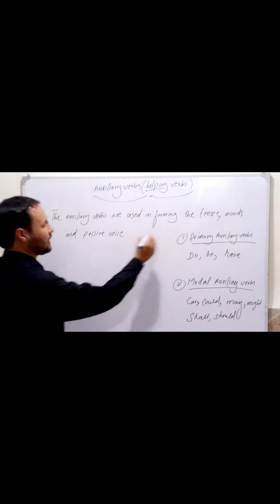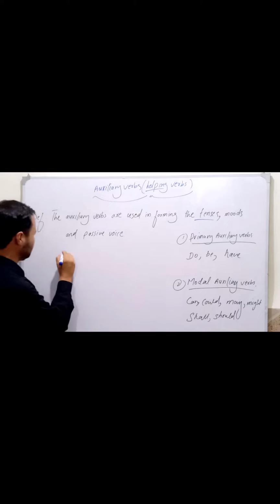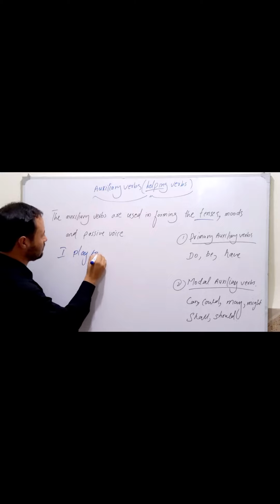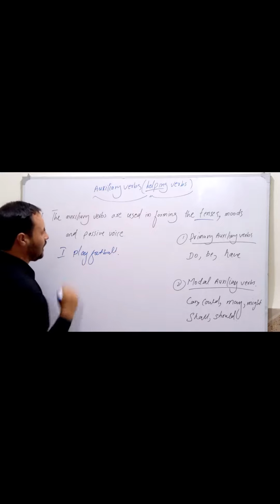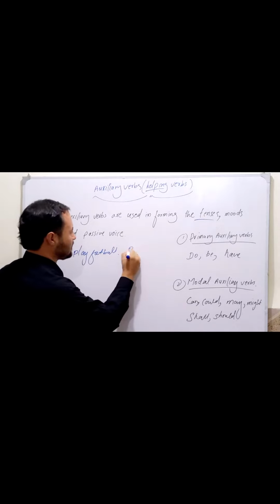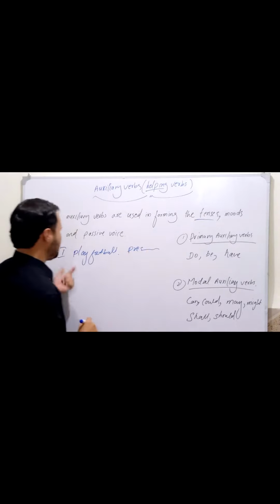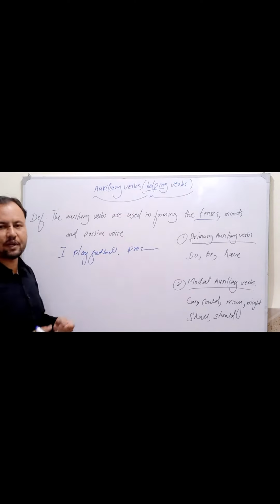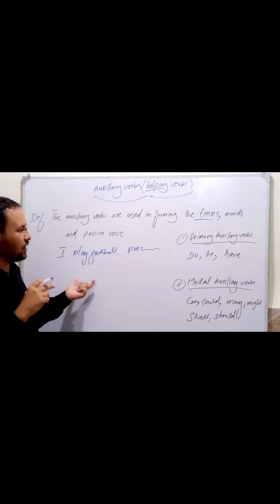For example, if I give an example about the tense, I play football. It is a sentence, and it is in present tense. Now, how should we change it into the present continuous tense? We need auxiliary verbs here.